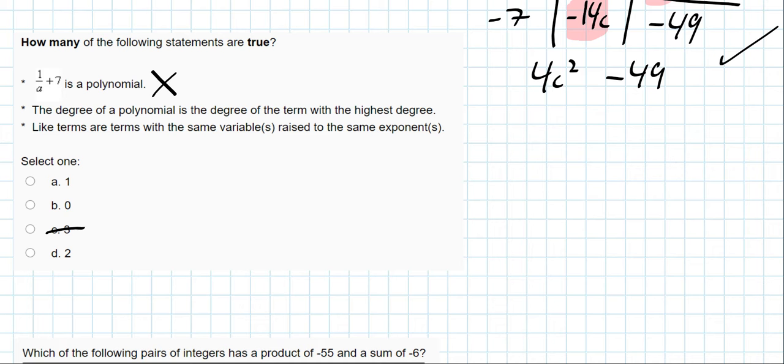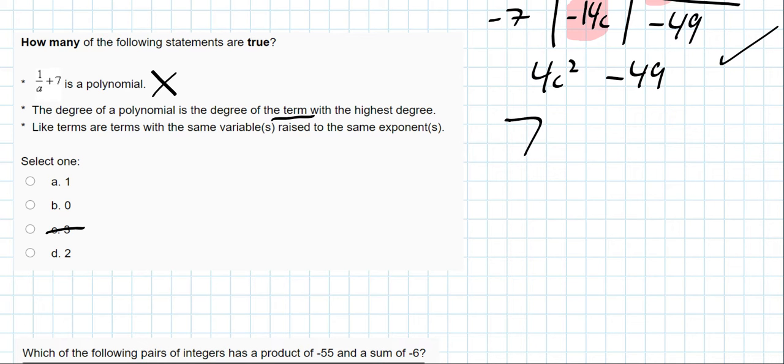Next, the degree of a polynomial is the degree of the term with the highest degree. For degree of a polynomial, we're looking for not just that term that has the highest degree. We're looking for the degree overall. What else do we have here? Oh, no, but all in the term, in that whole term.